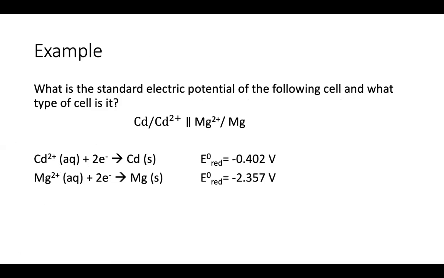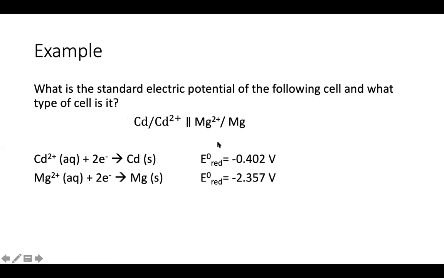Actually, I think two problems. This asks, what's the standard electric potential of the following cell, and what type of cell is it? Here we're given, I couldn't find straight single lines, so I had to do dashed lines, an electrochemical cell in terms of standard notation, and we have to interpret this. The left-hand side, which is our cadmium equation, corresponds with the anode. And at the anode, oxidation occurs.